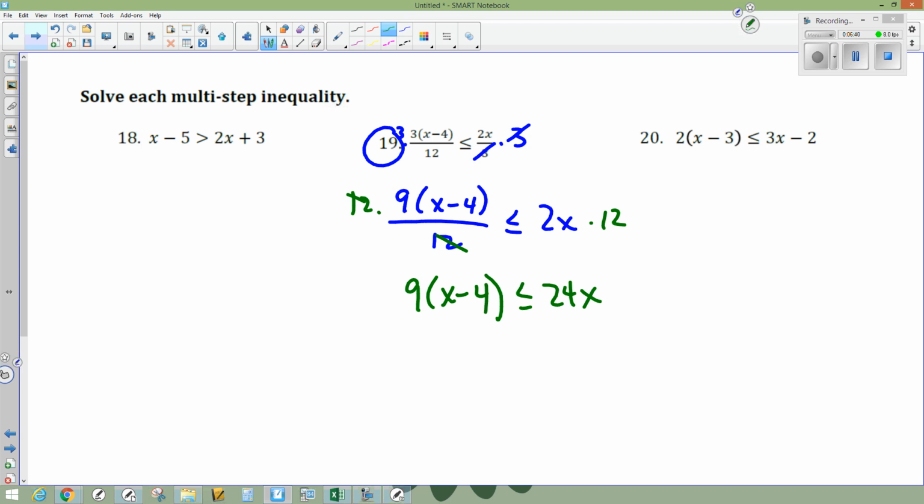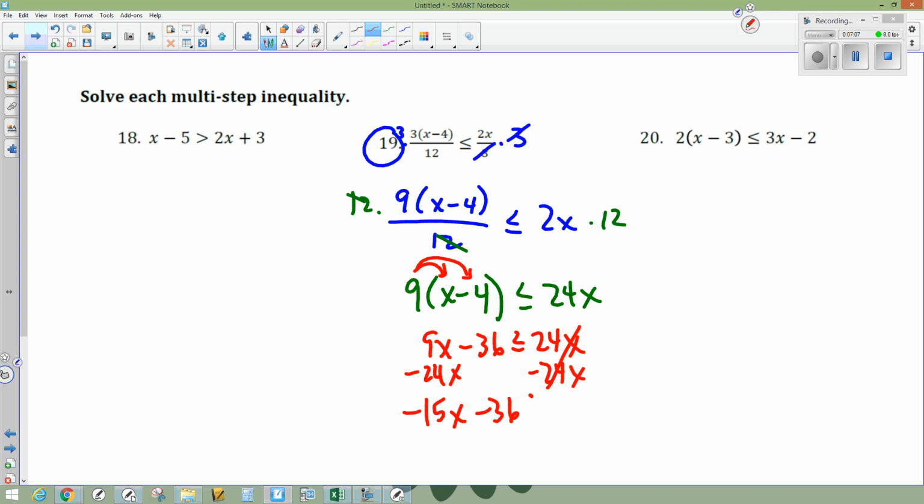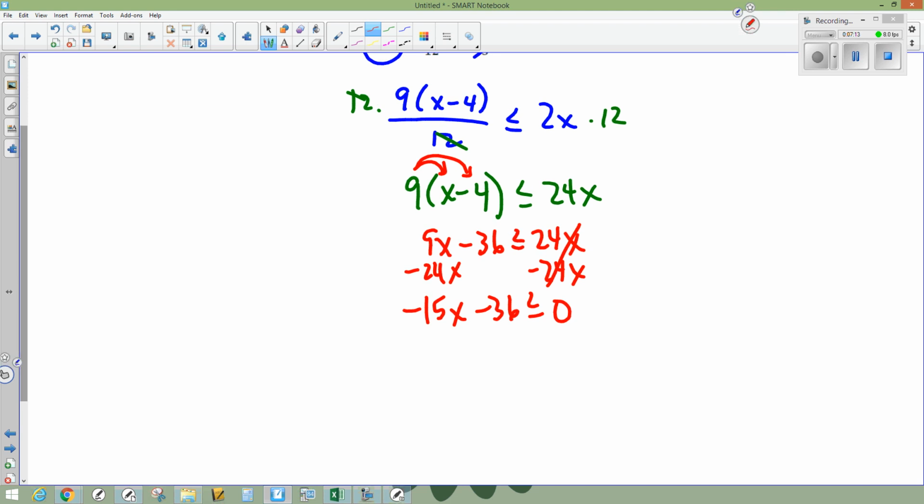So what I'm going to do is distribute the 9. So I get 9x minus 36 is less than or equal to 24x. Okay, I want to get all of the x's to one side, so I'm going to subtract 24x. And this will give me negative 15x minus 36 is less than or equal to 0. And I still want to solve for x here, so I'm going to add 36 to both sides. So now I have negative 15x less than or equal to 36.